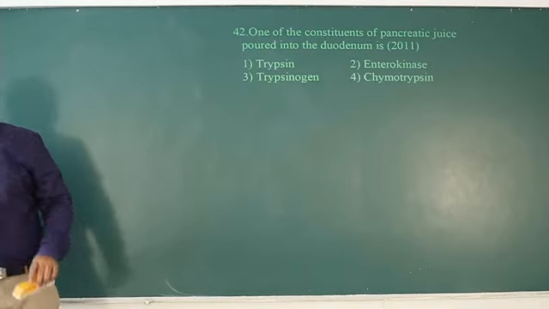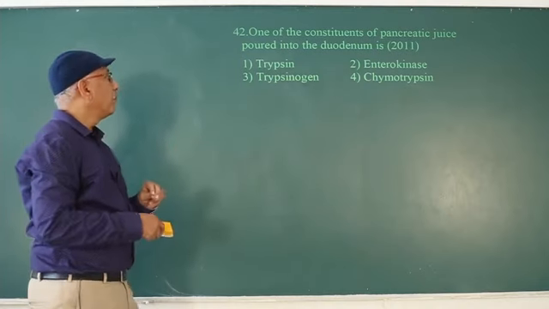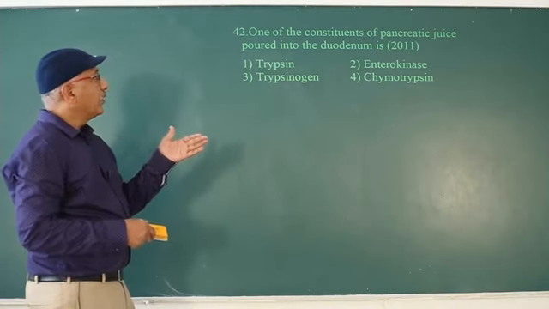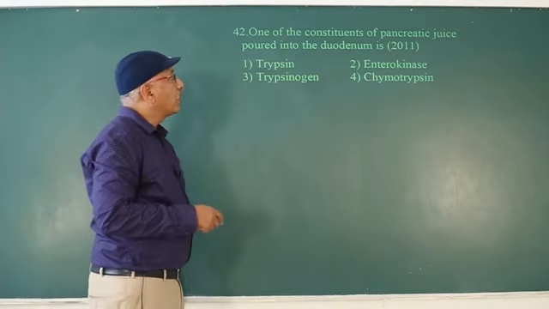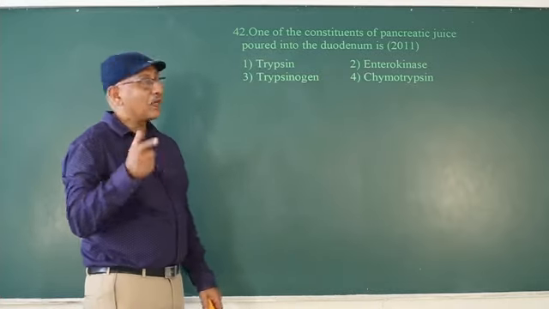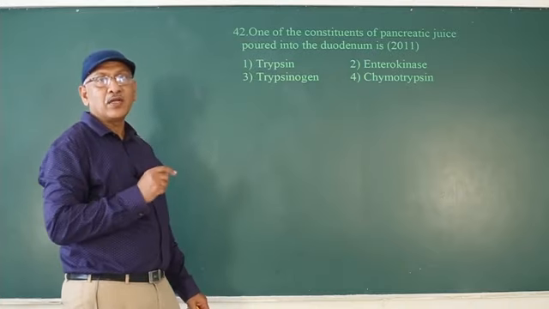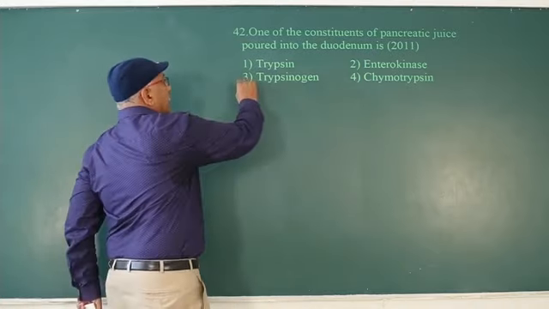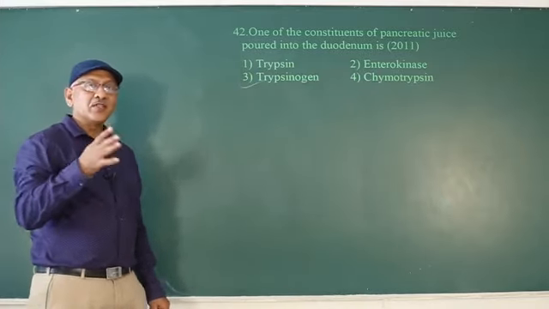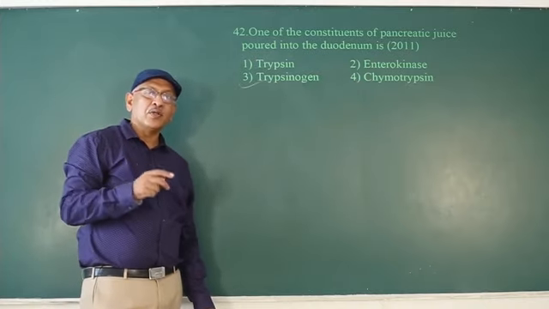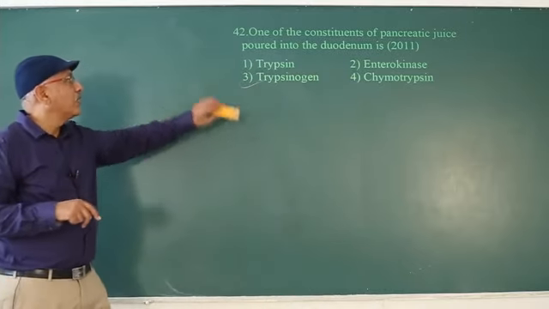Next question: one of the constituents of pancreatic juice poured into the duodenum. Trypsin, enterokinase, trypsinogen, chymotrypsin. Trypsin is the active form. Enterokinase is present in intestinal juice, not pancreatic juice. Chymotrypsin is the active form; the inactive form is chymotrypsinogen. So the answer is trypsinogen, the inactive form, a proenzyme. All digestive enzymes are secreted as proenzymes. They become active at the site of digestion. So the answer is trypsinogen.